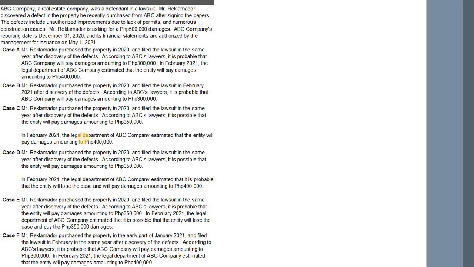So let us start with Case A. Mr. Reclamador purchased the property in 2020 and filed the lawsuit in the same year after discovery of the defects. According to ABC's lawyers, it is probable that ABC Company will pay damages amounting to 300,000 pesos. In February 2021, the legal department of ABC Company estimated that the entity will pay damages amounting to 400,000 pesos.